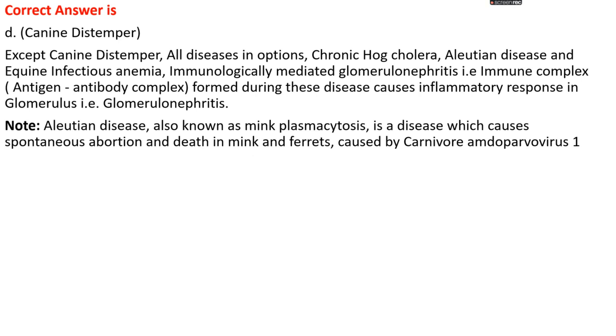is seen. That is, the immune complex, the antigen-antibody complex which is formed during these diseases, causes an inflammatory response in the glomerulus, that is glomerulonephritis. Note that Aleutian disease, also known as mink plasmacytosis, is a disease which causes spontaneous abortions and death in mink and ferret. It's mainly caused by carnivore amdoparvovirus.